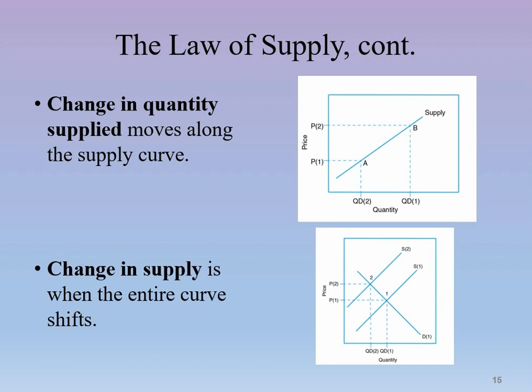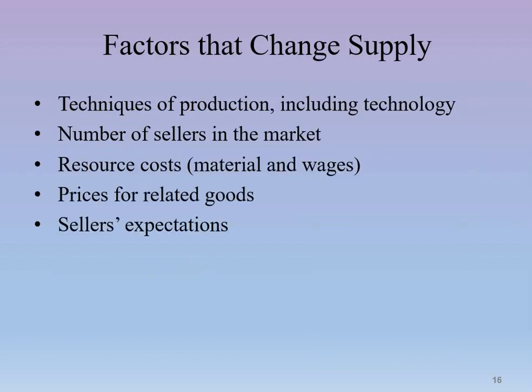So as prices for a product or a service go up, it motivates producers to offer more units for sale. And that's why you see that supply curve sloping upward and to the right. Okay, moving on. Factors that change supply: techniques of production, including technology, the number of sellers in the market, resources like material and wages, prices for related goods, and sellers' expectations.